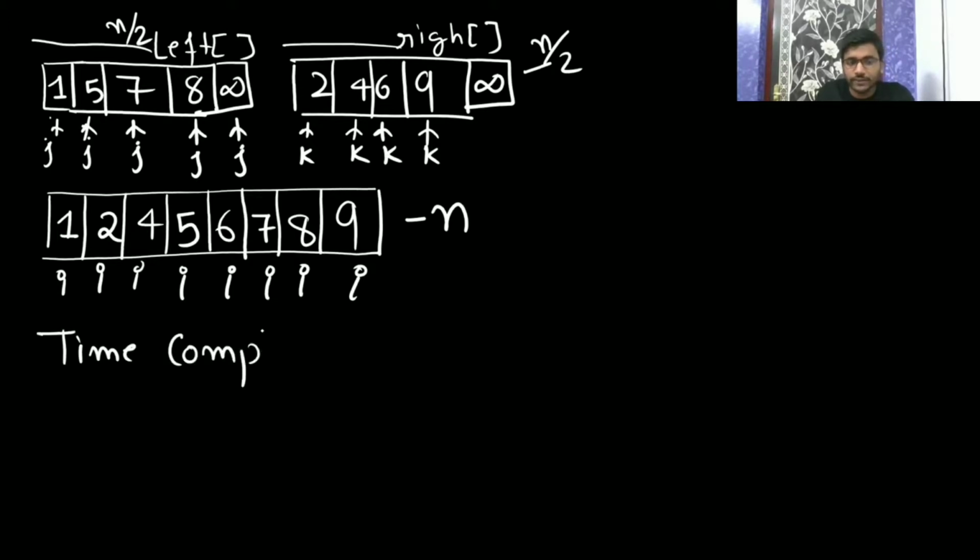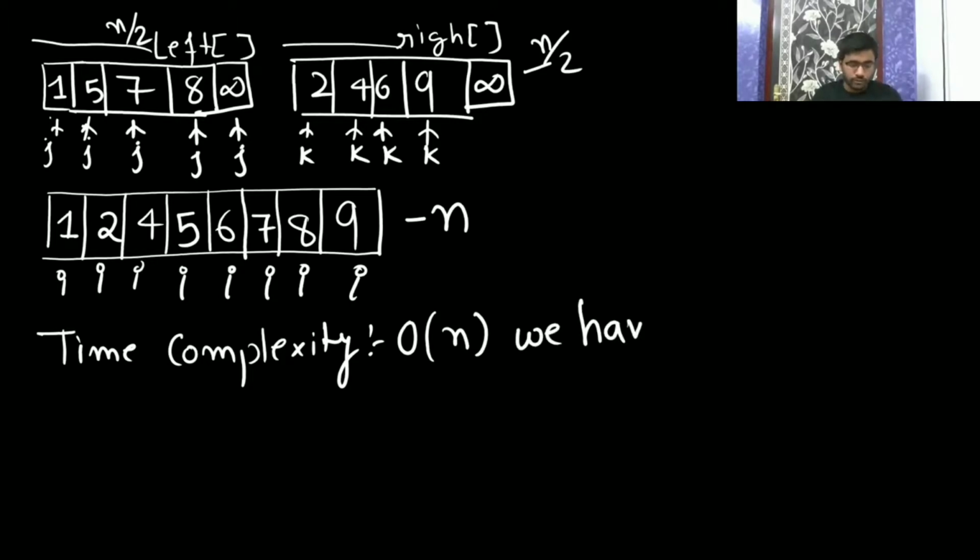Time complexity is going to be big O of n for the merge function. I will give you the code. In order to explain why it is taking big O of n, let me write the explanation in the next slide. Explanation.